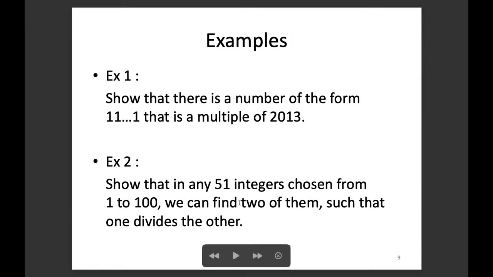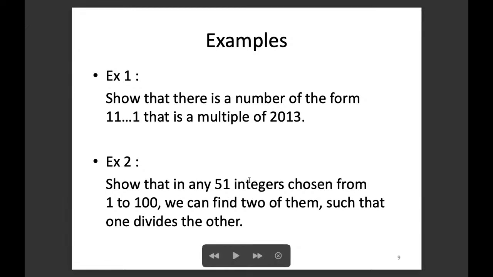Another one is, okay, all these examples are very interesting and also not very obvious to think about. So it would be good for you to try, but if you have already spent a lot of time, then go to the OCW recording and see the explanation. Another example is, we have 51 distinct integers chosen from 1, 2, 3 up to 100. We want to show that no matter what happens, we must be able to find two numbers such that one properly divides the other.